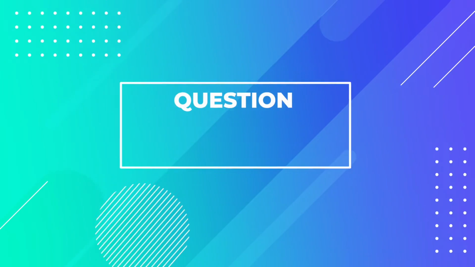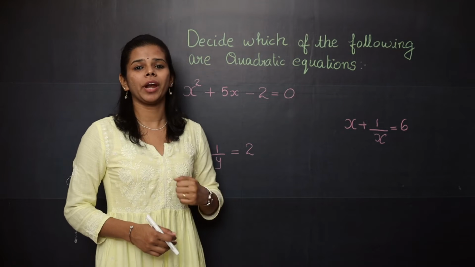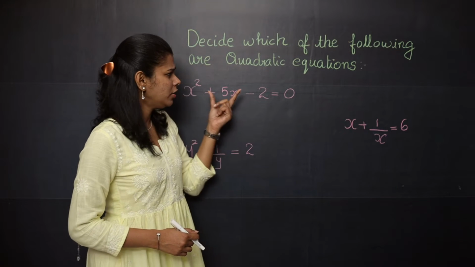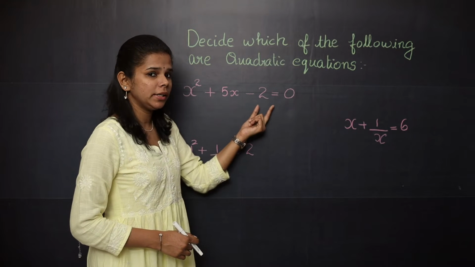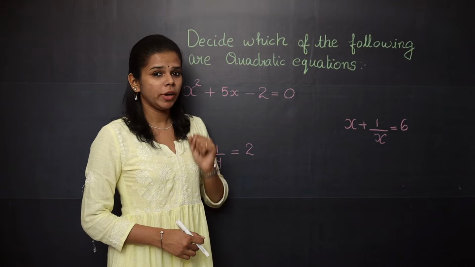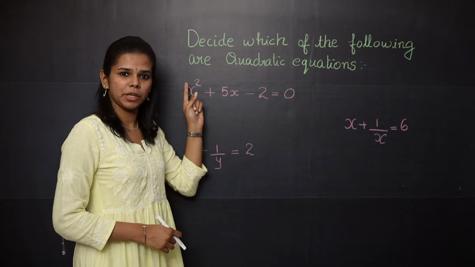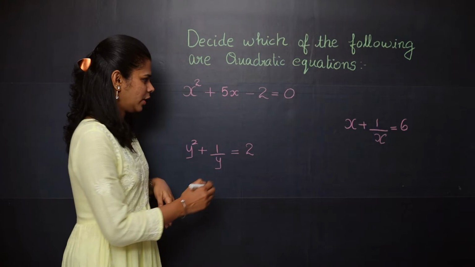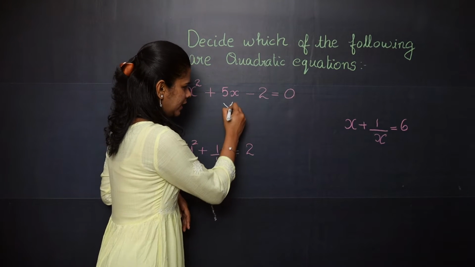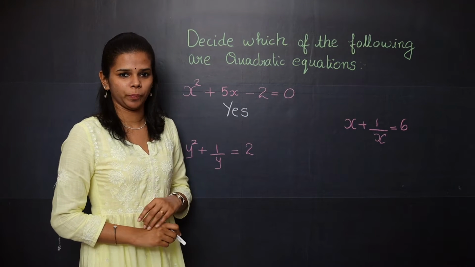Moving on to the first question, you need to decide which of the following are quadratic equations. In the first one, it is x square plus 5x minus 2 equal to 0. First you need to check the degree. Here the highest power of the variable is 2. So the degree is 2. So it is a quadratic equation. So you can say yes, and the reason is the degree is 2.